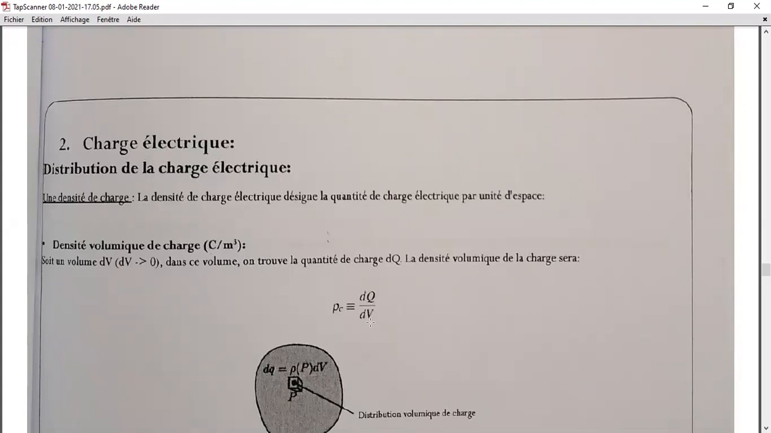But there are some circumstances where you have a material, and on this material there is a distribution of charges. There are a lot of charges. How can you calculate its volume, the density? How can you calculate its density or its volume? That's what we're going to look at under distribution of electric charge.